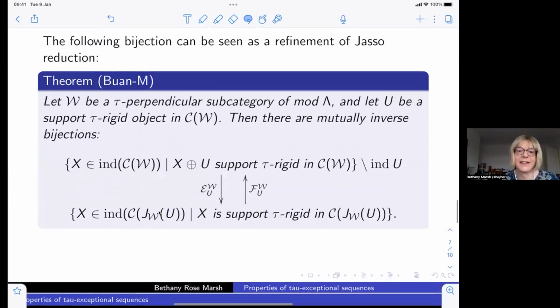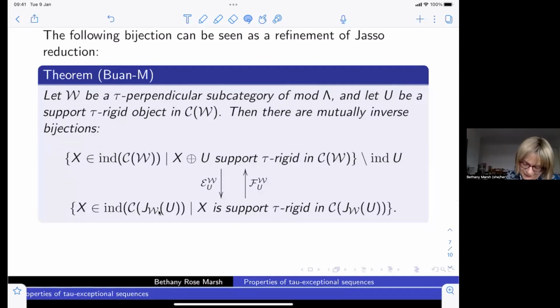Okay, and the other ingredient we need is this Hasse reduction, and there's a refinement of it, which are these bijections here. So essentially, you're reducing to a lower case. You could take the indecomposable objects X in ind CW for which X plus U is support tau rigid, but where X is not 0. And we can essentially get rid of the U. We can go down to the orthogonal category of U, and there we've got the objects in CJW of U for which X is support tau rigid in CJW of U.